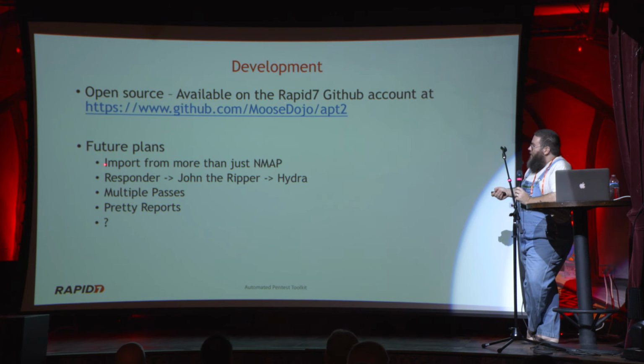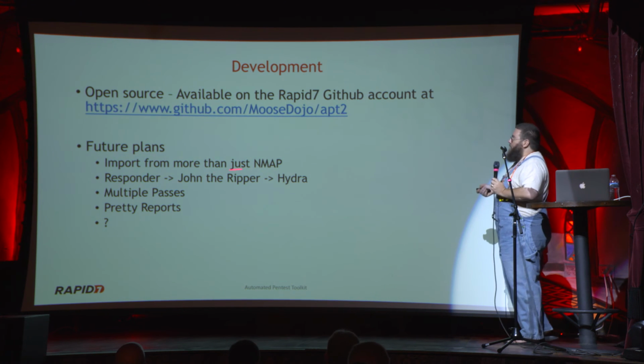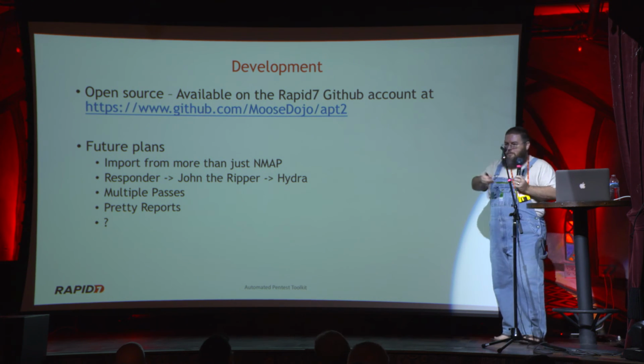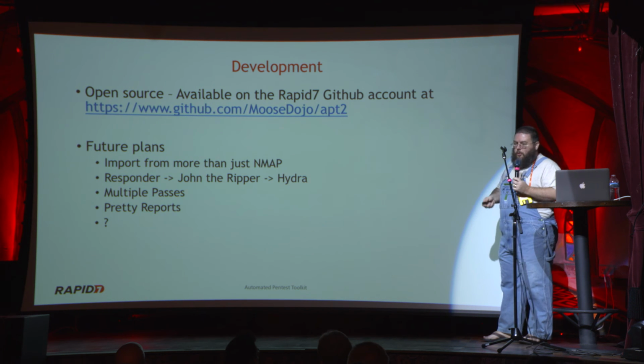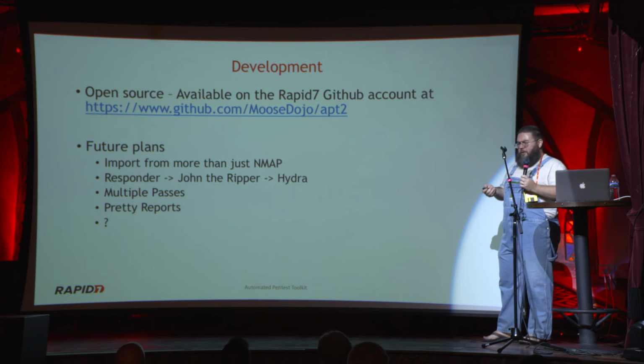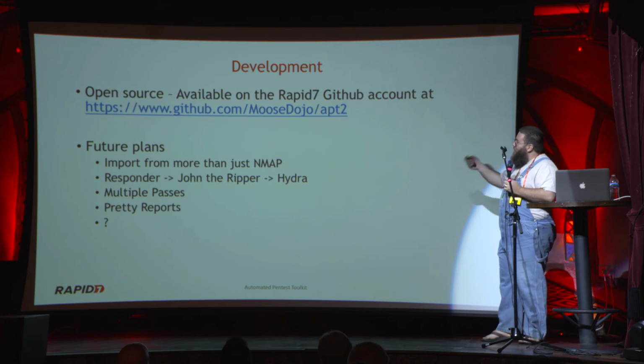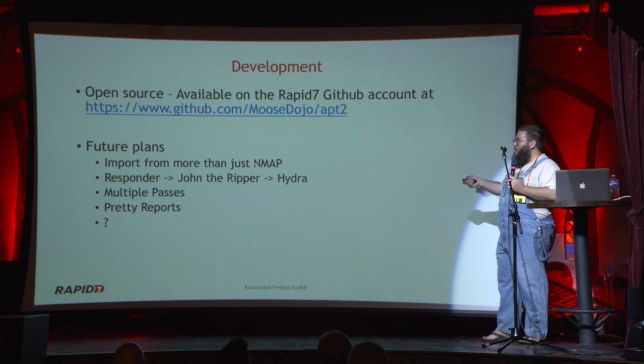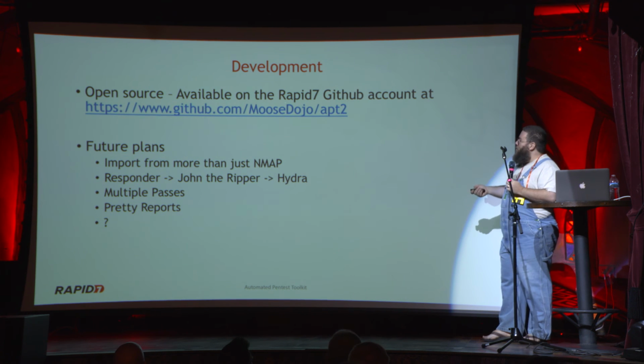Future plans: I want to import from more than just Nmap, whether it's Burp, Nexpose, Nessus, or whatever tool out there of your choice. I want to be able to import from that. Even if you're running Saint, and I don't know if anybody still runs that, but if you are, and you want to write the module to import from it, great. Just write it up and do a pull request.